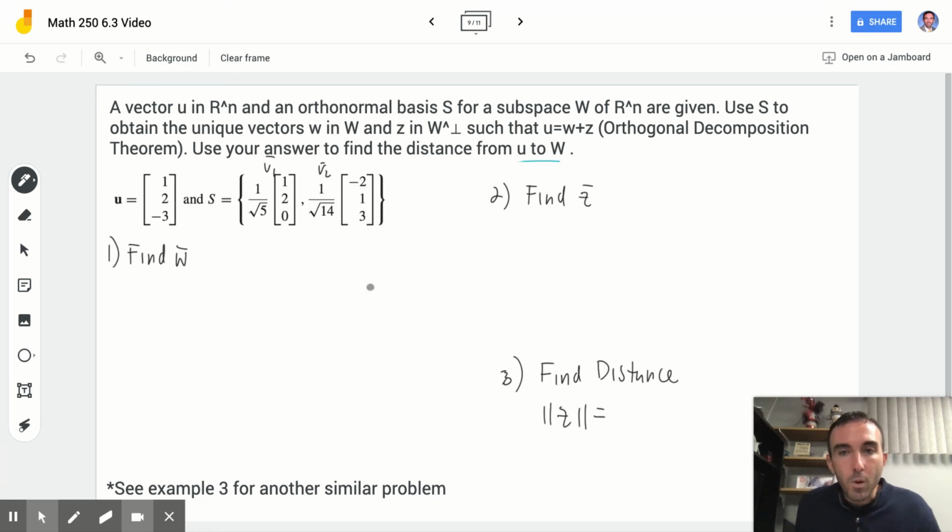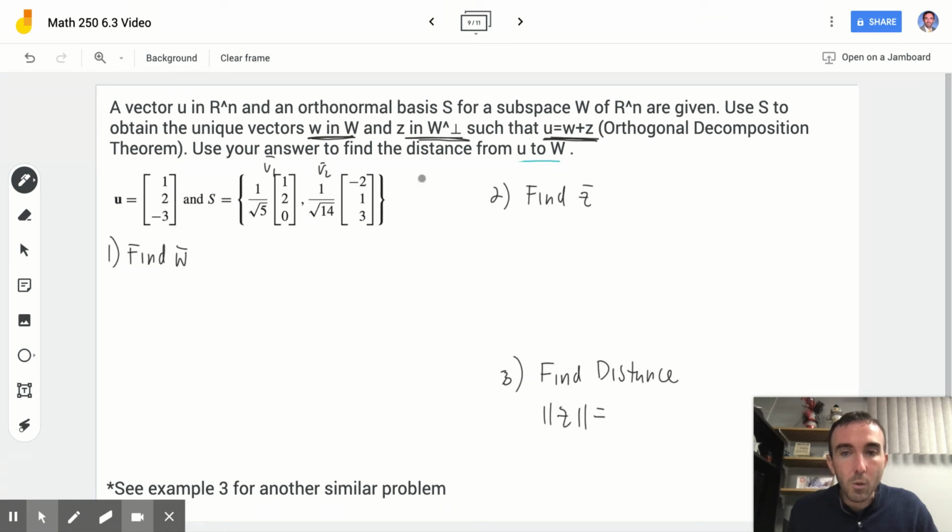For our next example, we are going to apply the orthogonal decomposition theorem to answer a question about two vectors w and z and their corresponding distance. So the prompt goes as follows. A vector u in Rn and an orthonormal basis S for subspace W of Rn are given. Use S to obtain the unique vectors w in W and z in W perp. So it's two different vectors in two different places such that u is equal to w plus z.